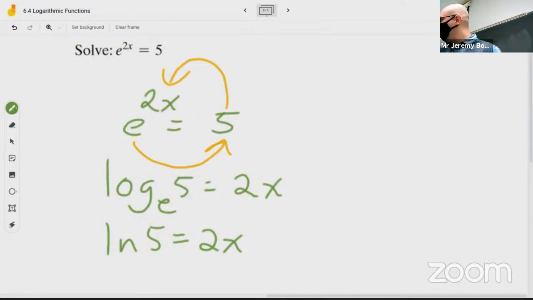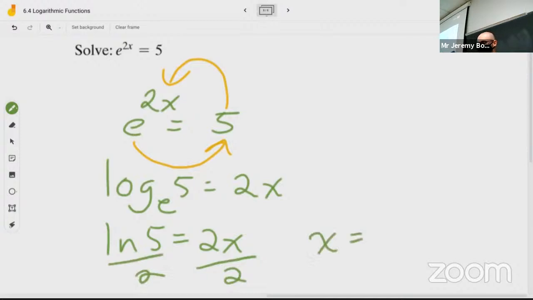And can we solve for x here? If you weren't looking at a logarithmic at all, you just had 2x, what would you do? Divide by 2. Yep. So x is equal to the natural log of 5 divided by 2. That would be your exact answer.